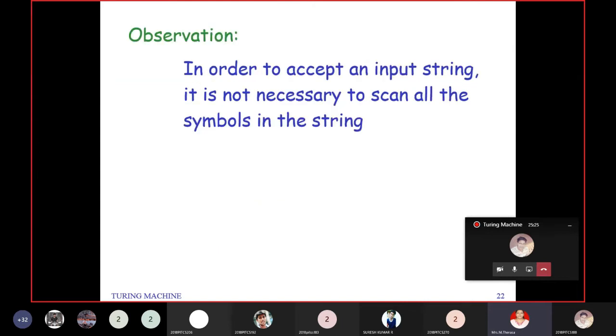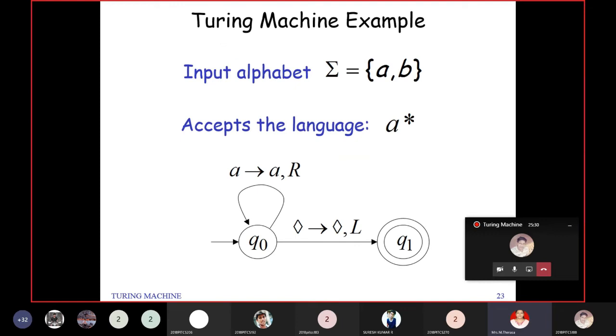Okay, in order to accept the input string, it is not necessary to scan all the symbols in the string. You have to remember, you need not read the entire string in order to say it is accepted. When the machine can halt in the final state for any input string you have given, then you can say the string is accepted. This is an example for that.